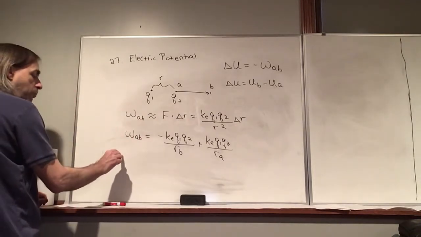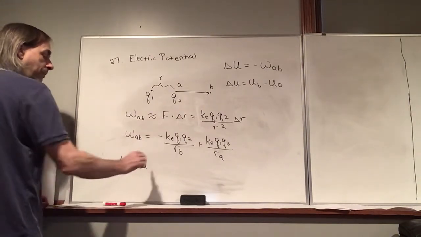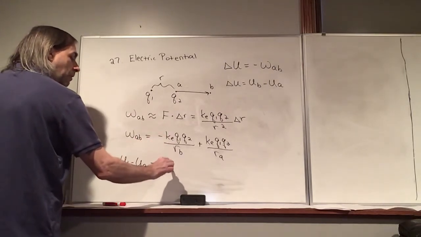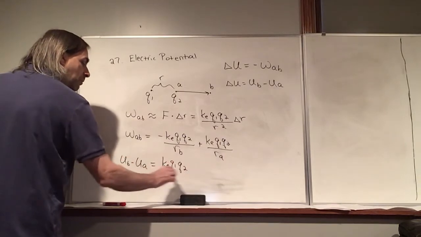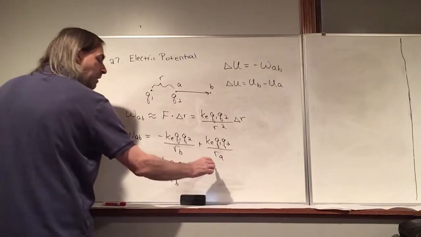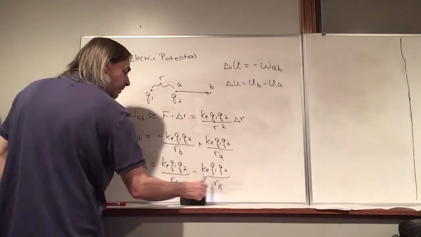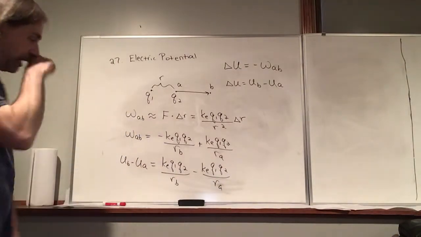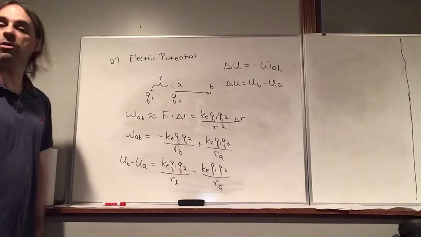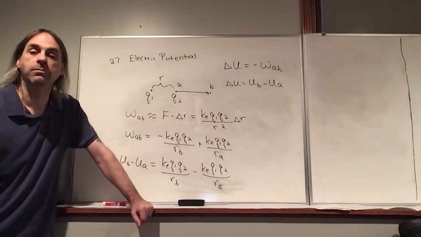So if we write UB minus UA, that would be minus the work, so that would be a positive KE Q1 Q2 over RB minus KE Q1 Q2 over RA. So again, this result comes from calculus and our basic definition of work. So you kind of just have to trust this result in an algebra-based class.